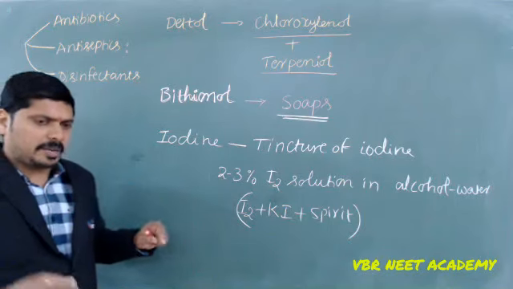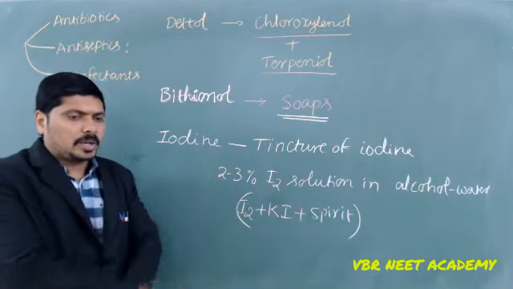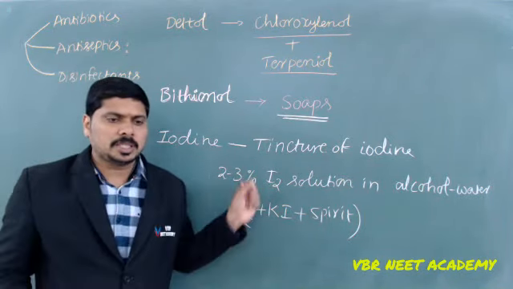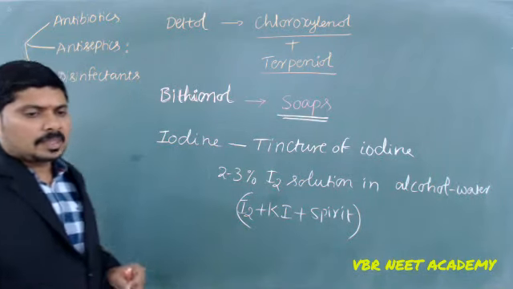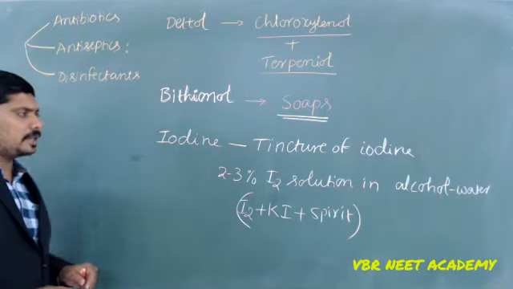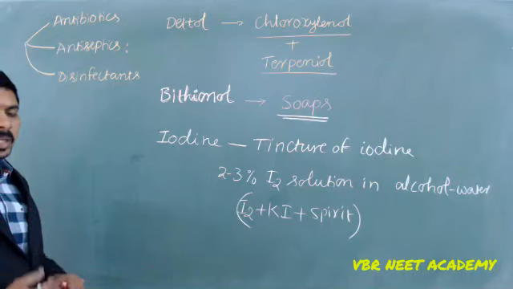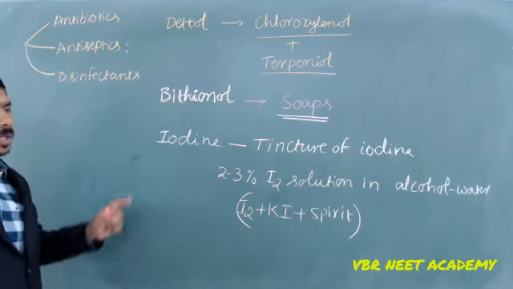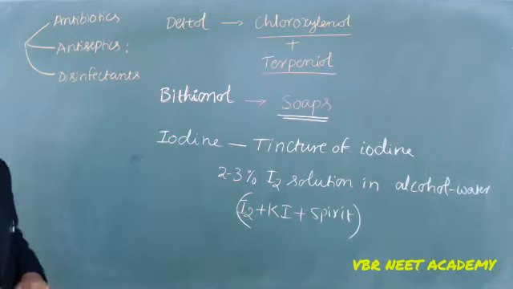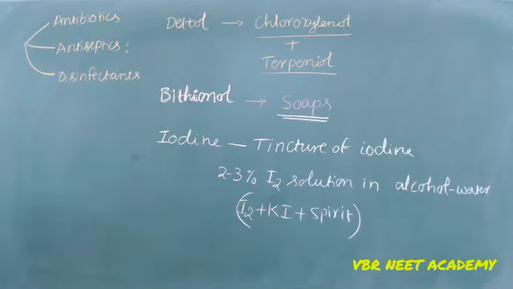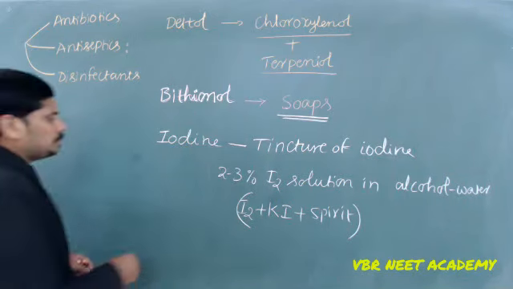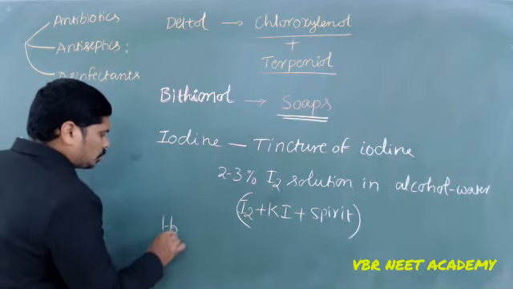Whenever you get a wound, the doctor immediately cleans that surface using tincture of iodine, which prevents antimicrobial infection there. Any microbial infection that is going to happen gets cured by the application of tincture of iodine. The next antiseptic we have is hydrogen peroxide, H2O2.